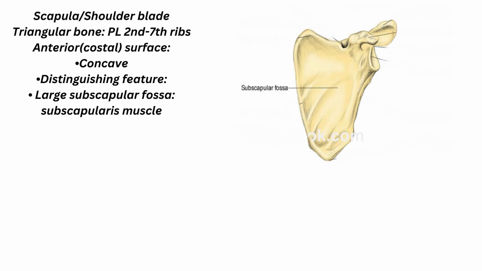The scapula is also known as a shoulder blade. It is a triangular flat bone overlying the 2nd to 7th ribs on the posterolateral aspect of the thorax. It has an anterior or costal surface and posterior surface. The costal surface is concave and constitutes a large subscapular fossa. This serves for the attachment of subscapularis muscle.